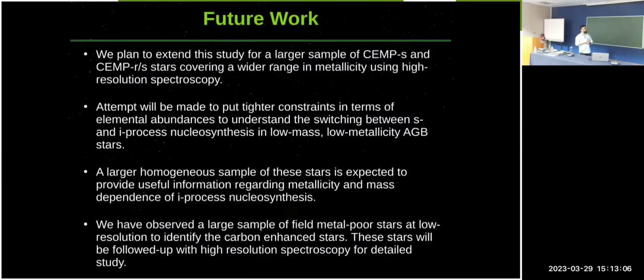So in future, we plan to extend this study for a larger sample of CEMP-s and CEMP-r stars, covering a wider range in metallicity using high resolution spectroscopy. We will attempt to put tighter constraints in terms of elemental abundances to understand the switching between s-process and i-process nucleosynthesis in low mass AGB stars. A large homogeneous sample of these stars is expected to provide useful information regarding metallicity and mass dependence of i-process nucleosynthesis. We have observed a large sample of extremely metal-poor stars at low resolution to identify the carbon-enhanced stars. These stars will be followed up with high resolution spectroscopy for detailed study.